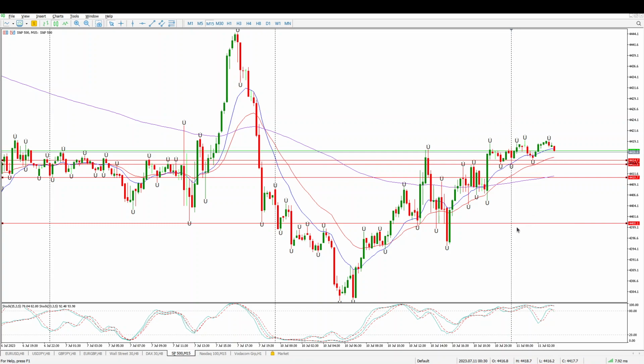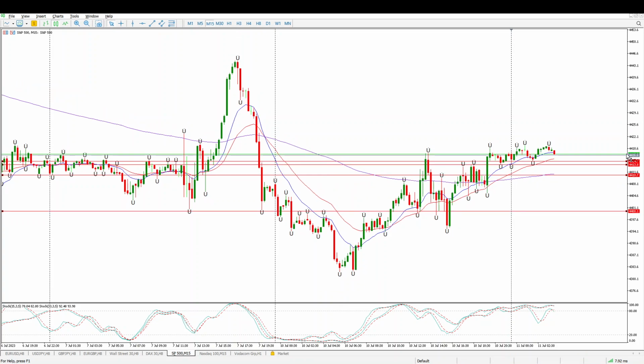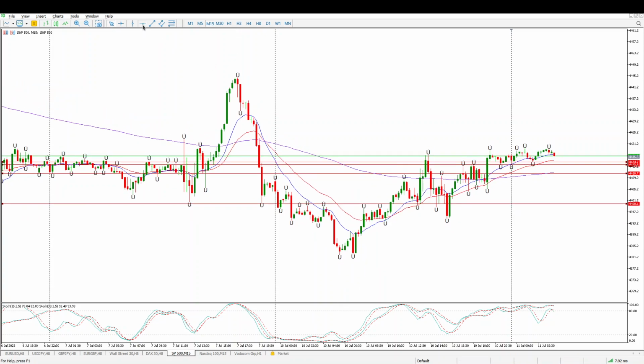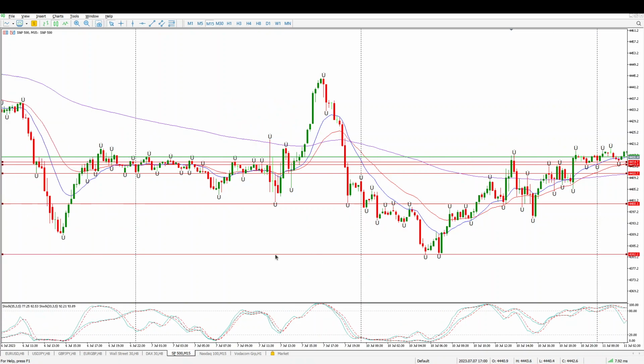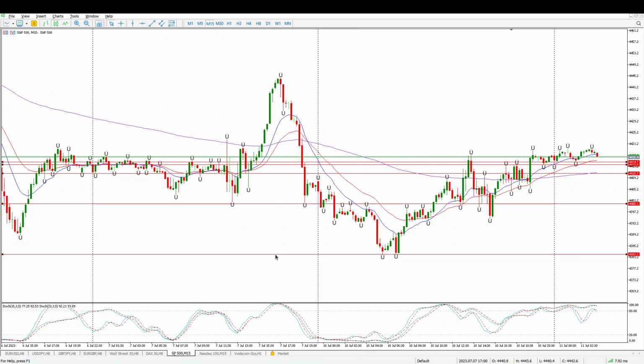Okay, so I'm looking to buy off one of those levels. If these give way, then I'm sitting on my hands again, because then what you're probably looking for is another test of the lows here, which is going to give us a potential range setup. Okay, anyway, that's kind of me for today.